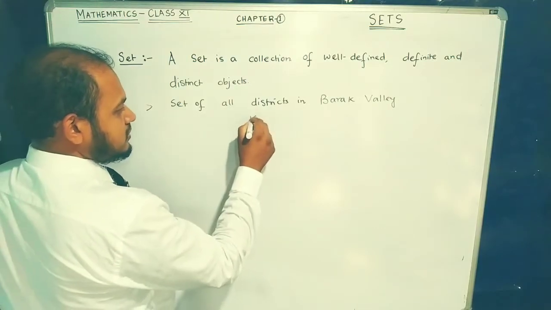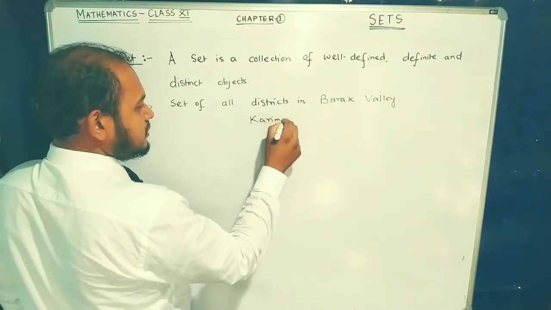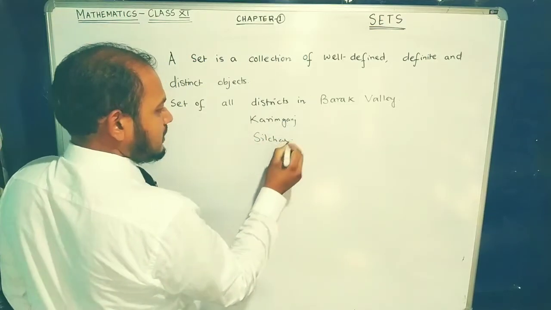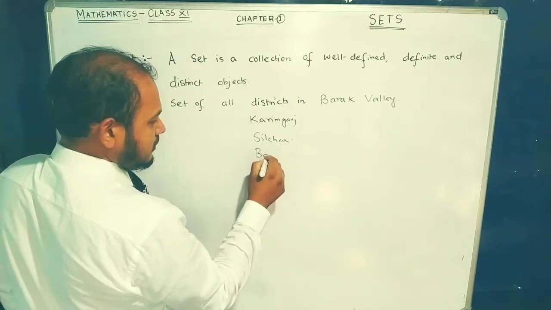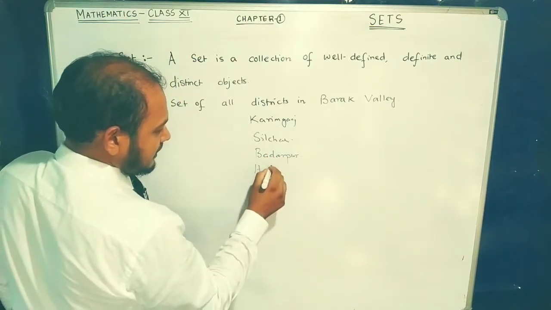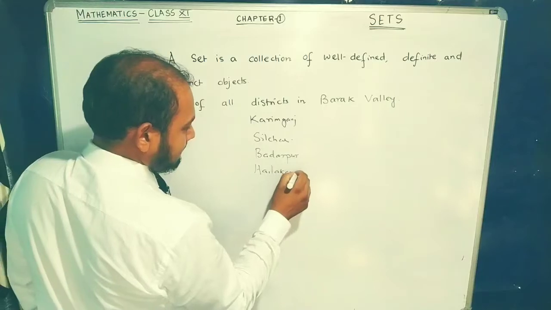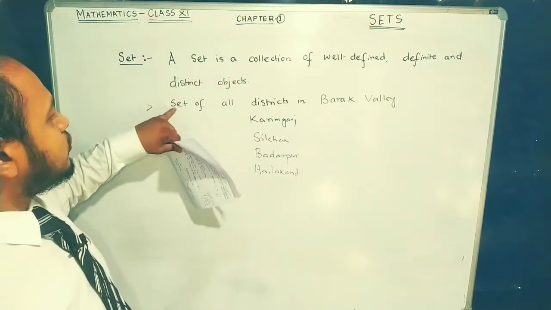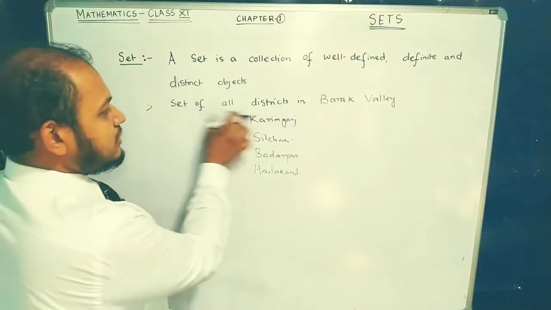First one is your own district, Karimganj. Then we have Silchar, then we have Badarpur, and finally we have Hailakandi. So here are 4 districts. If we are going to write the set, this is the set of all districts now.